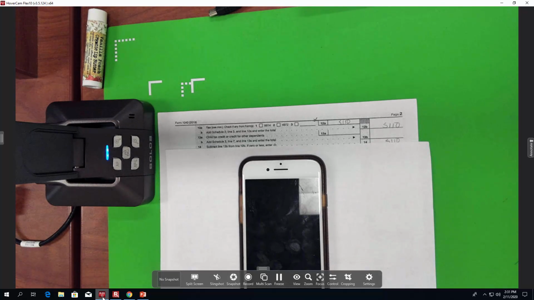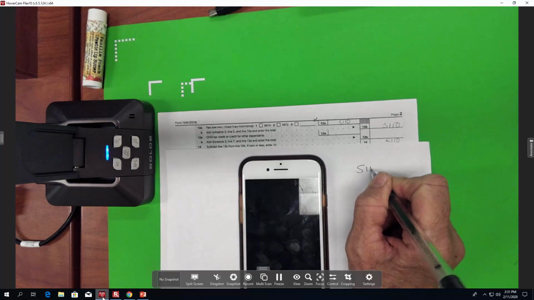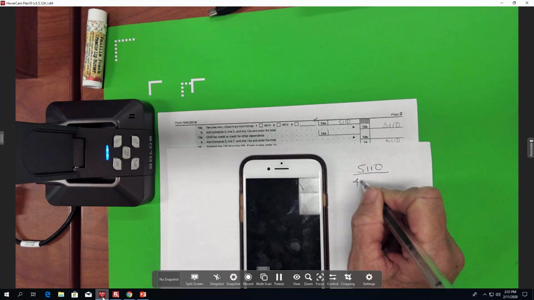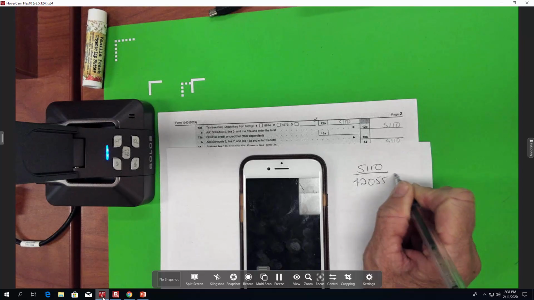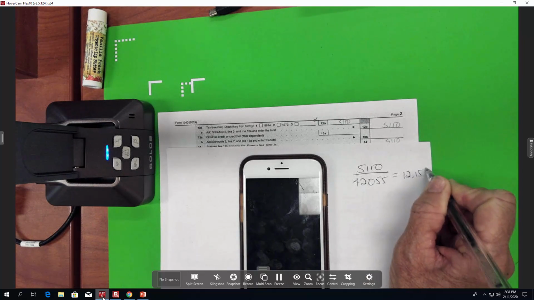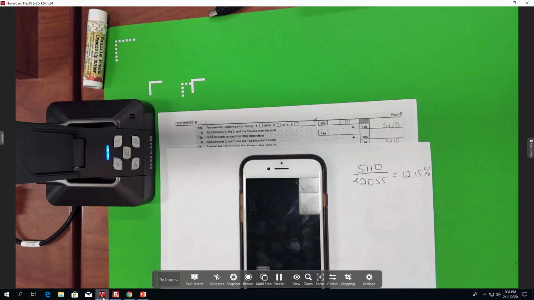An average tax rate is what we just calculated when we took 5,110 divided by, what was that, 42,055? And that says, on the average, how much do I pay for every dollar of taxable income? Right, because a little bit was at 10, and then there was some at 12, and then a little bit at 22. It averaged at 12.15.